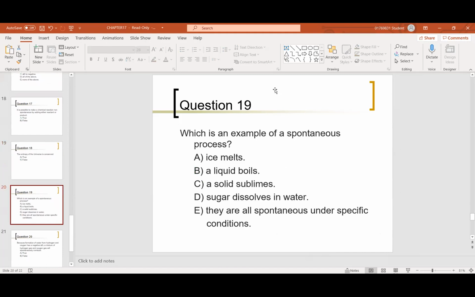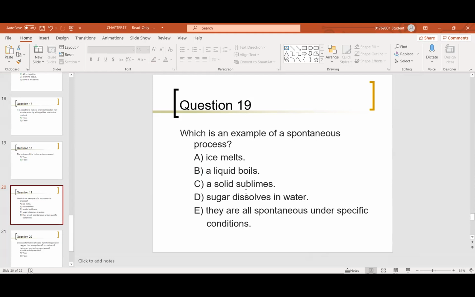Which is an example of a spontaneous process? Ice melts, a liquid boils, a solid sublimes, a sugar dissolves in water. They are all spontaneous. Okay, ice, you need to add energy to melt ice. So it's not spontaneous. A liquid boils, same thing. A solid sublimes, that's no. Solid just goes to a gas, like carbon dioxide. It's dry ice. Same thing.